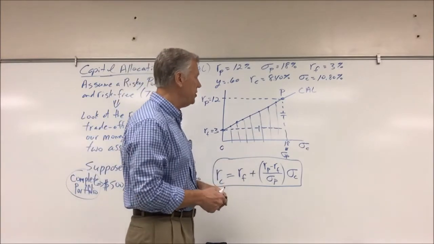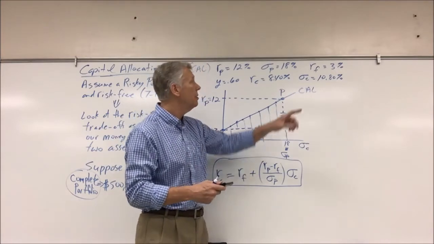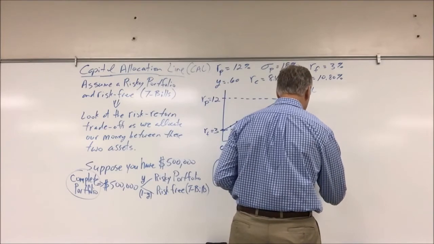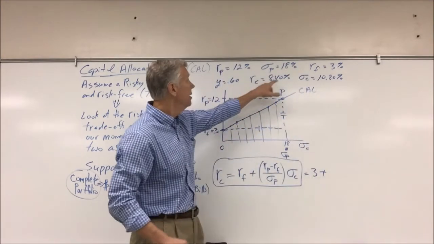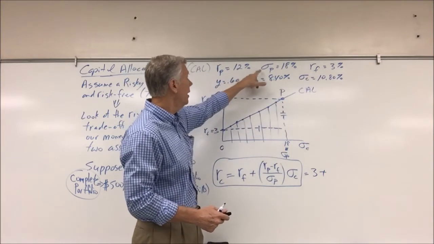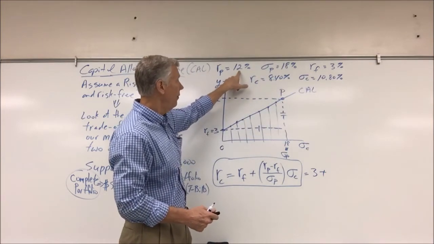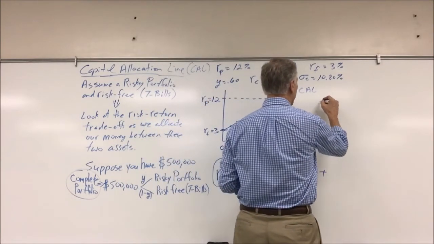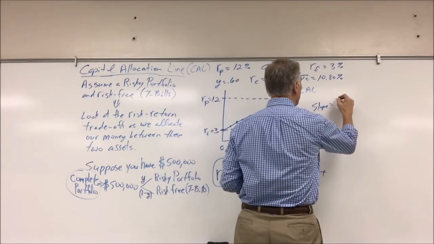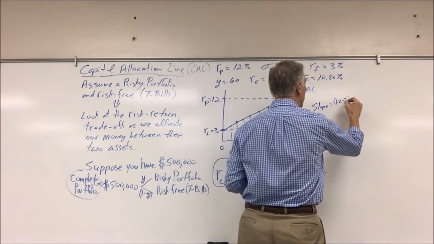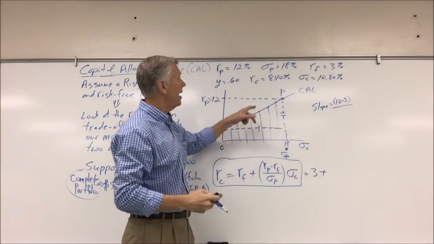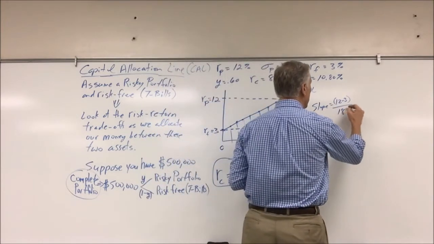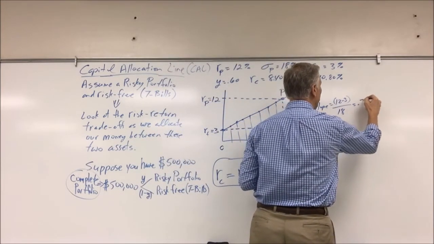So let's put our equation up here. RF is equal to 3%, just plugging in, plus, let's just do this over here, the slope is going to be 12 minus 3, which is 9, divided through by the standard deviation of sigma P, 18. This here is equal to what? 0.50.